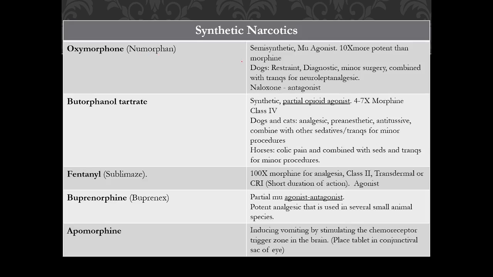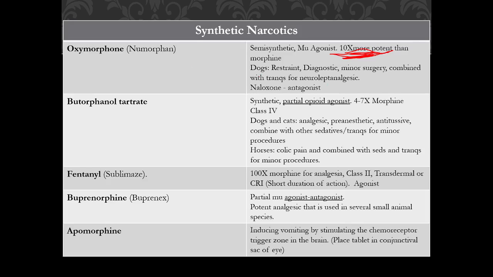Oxymorphone is semi-synthetic, it's partially synthetic. It's a mu agonist. It is 10 times more potent than morphine. This is Oxycontin, folks. Okay, so this is that really, really potent opioid that is now off the market. In dogs we use it for restraint, diagnostics, and minor surgery combined with tranks for neuroleptic analgesia.